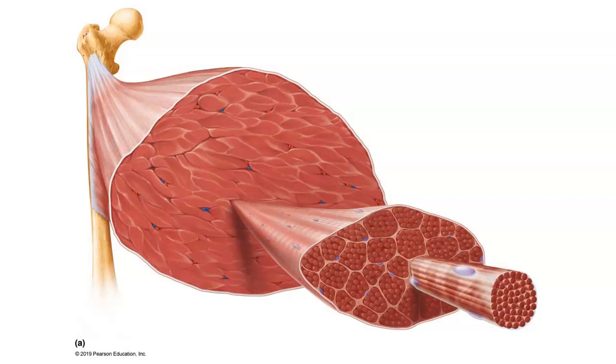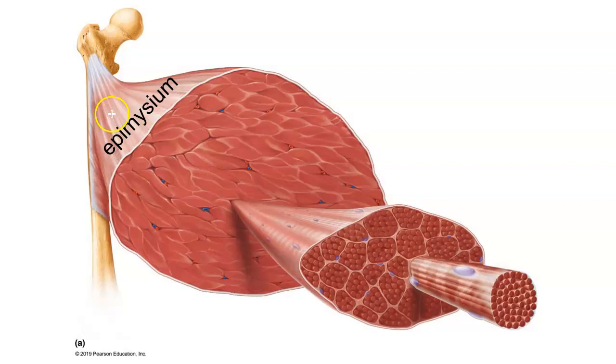Let's take a look at the structure of a skeletal muscle. Skeletal muscles cover the bony skeleton, and their contraction causes voluntary movement. All skeletal muscles, whether it's biceps brachii, triceps brachii, pectoralis major, that type of thing, are encased with a very strong layer of connective tissue called the epimysium. Here you can see the epimysium covering the entire outside of the muscle.